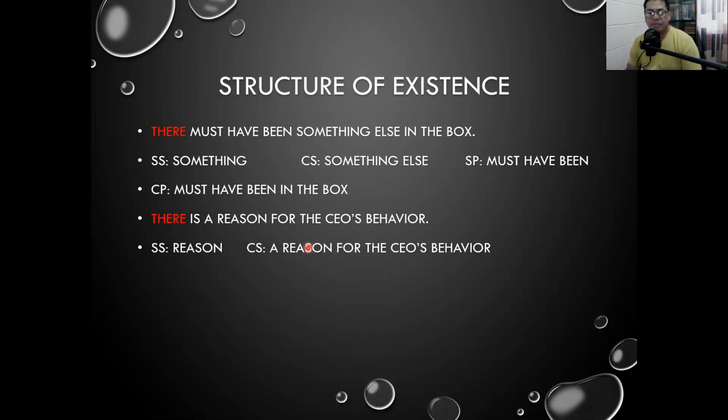The simple subject is reason. The complete subject is a reason for the CEO's behavior. And the simple predicate is, and that's it. I don't have a complete predicate, right? Because all of this is the subject, so there's no space for part of that corresponds to the complete predicate, like in the first case, in which I have the box, which complements the simple predicate, right?